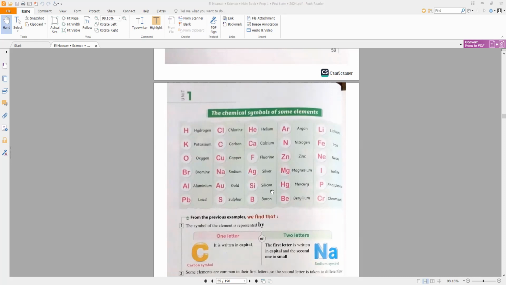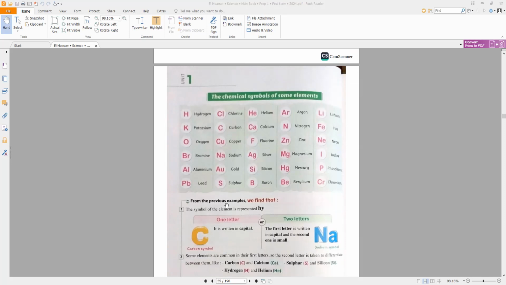From this table, we can conclude some things. From the previous examples, we find that the symbol of an element may be 1 letter or 2 letters, like hydrogen 1 letter, chlorine 2 letters. If the symbol of the element is 1 letter, you must write it in capital. If you write it in small, this is wrong. This is not the element.